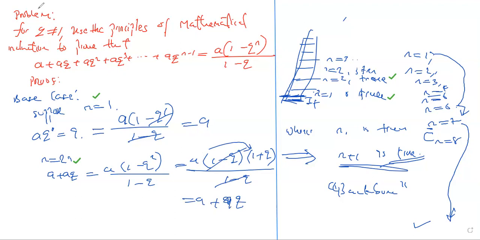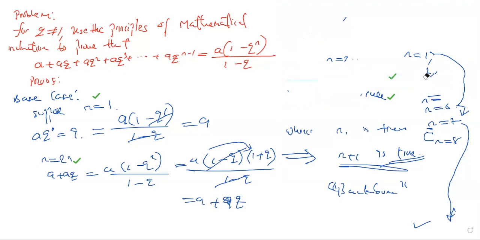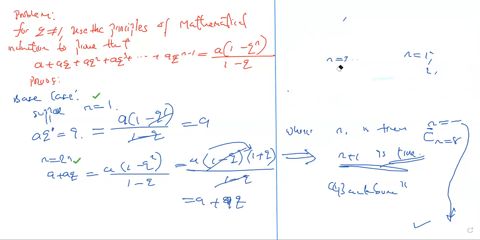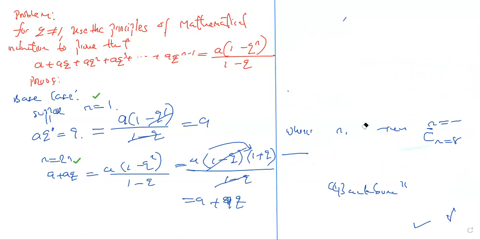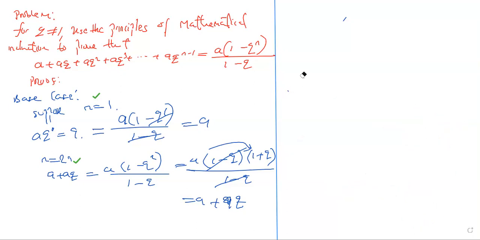Now, how do we prove the result in general? Well, to prove the result in general, what we need to do is to assume it is true for some k, or for some n. Let me take this part off. All right, so let's say to prove the result.